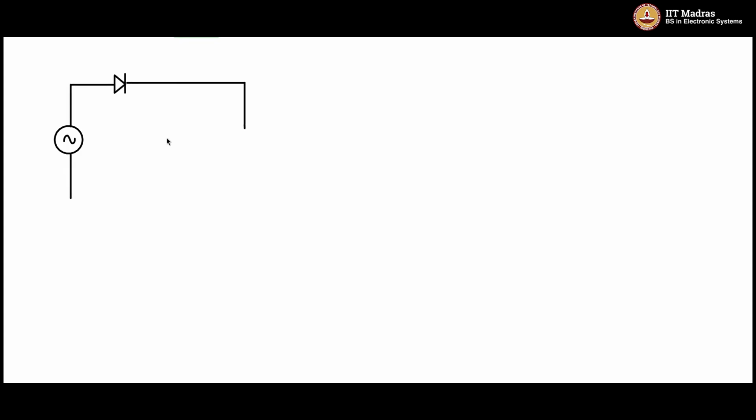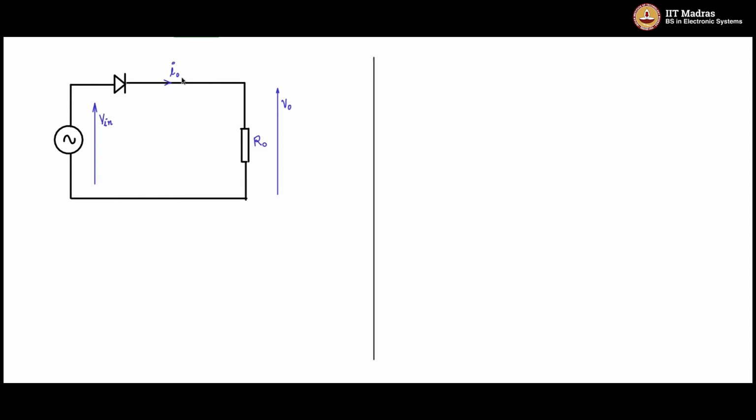We have a diode, and let us say there is a resistive load as shown like this. So this is R0, and the voltage measured across R0 is called V0. The voltage measured across the input is V in. This is the 230 volts mains input, and the current that flows through the diode and R0 is I0. So let us look at how the waveshape looks like.